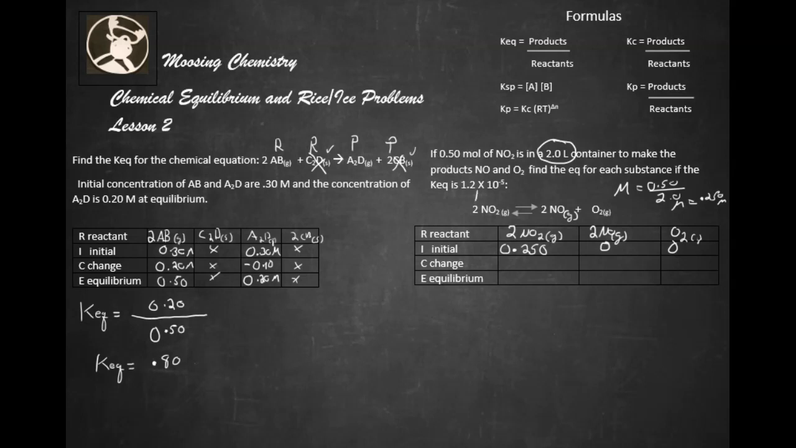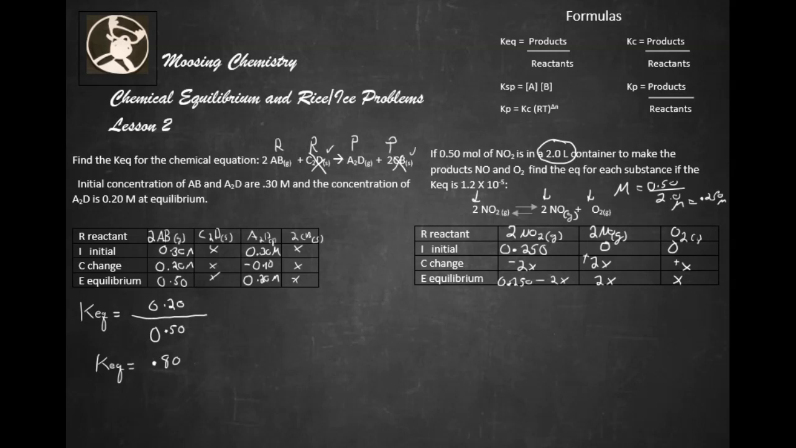So we have a 2 here, so we're going to subtract 2x, more or less. And we have a 2 here, so we're going to add 2x here. And we only have a 1 here, so we're just going to put an x here, and that's going to be an addition of an x. Okay? So equilibrium would be 0.250 minus 2x, 2x, and x.